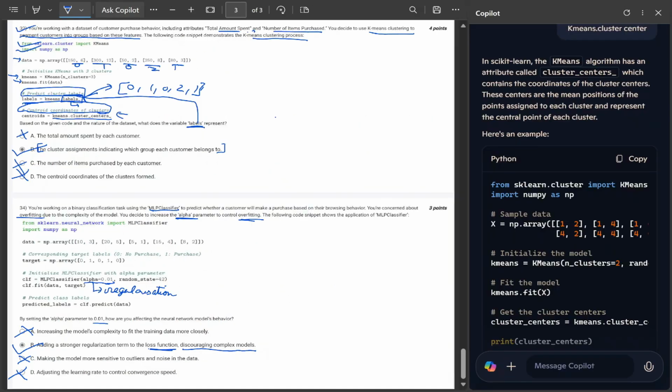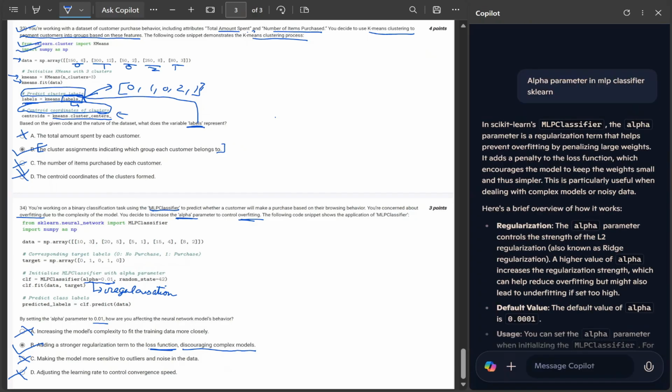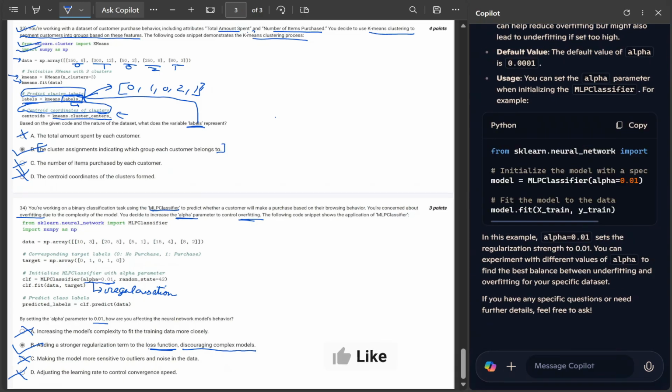Now let's check what our alpha parameter actually indicates. So the alpha parameter in scikit-learn's MLP classifier is a regularization term that helps prevent overfitting by penalizing large weights. It adds a penalty to the loss function, which encourages the model to keep weights small and thus simpler, right? So there are many ways to set it. Here alpha 0.01 sets the regularization strength to 0.01. You can experiment with different values of alpha to find the best balance between underfitting and overfitting for your specific use case.